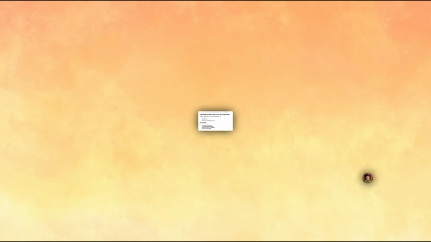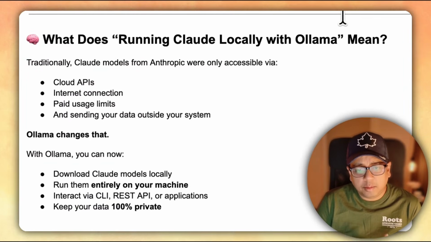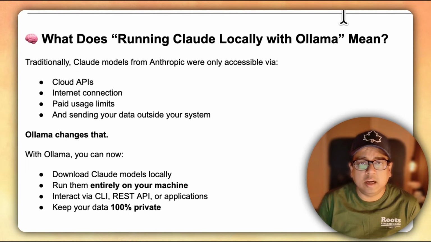What does running Claude model locally using Ollama mean? Traditionally, Claude models from Anthropic were only accessible via cloud APIs, internet connections, paid usage limits, and sending your data outside your system. But Ollama is changing that.